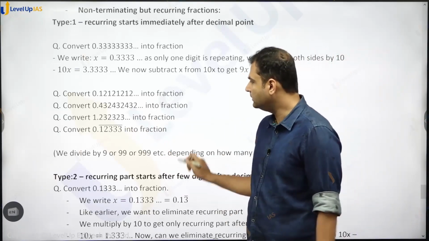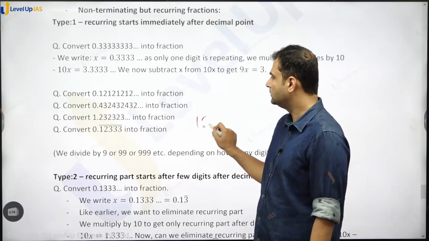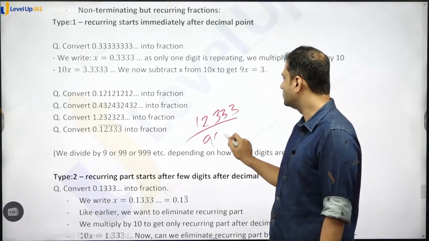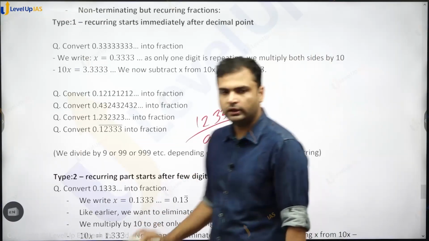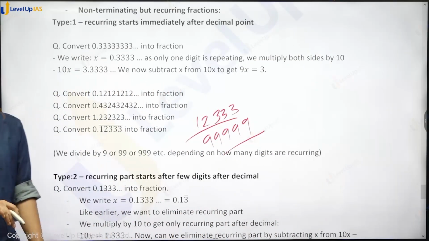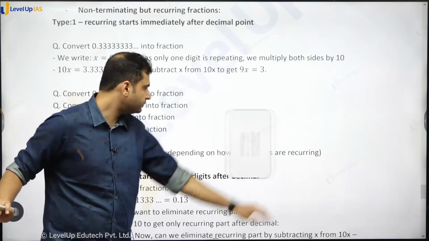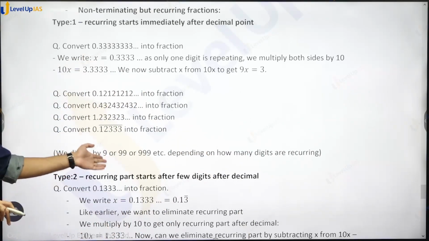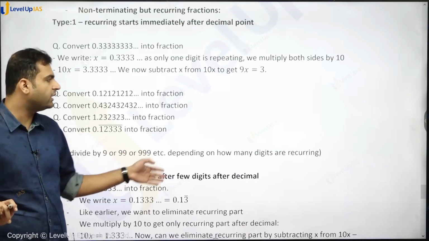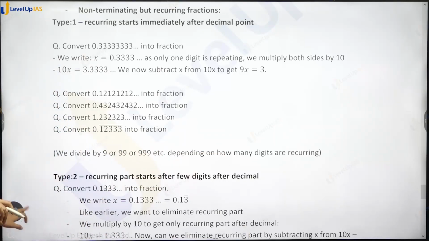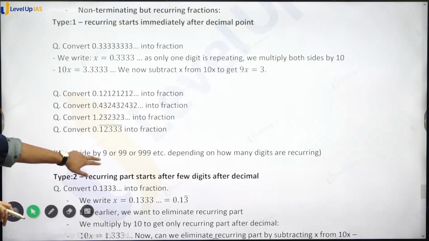ये बता दो लास्ट वाला. डायरेक्टली आ जाएगा. So we divide by 999, 999, etc. depending on how many digits are recurring. ठीक है. This was our basic case.